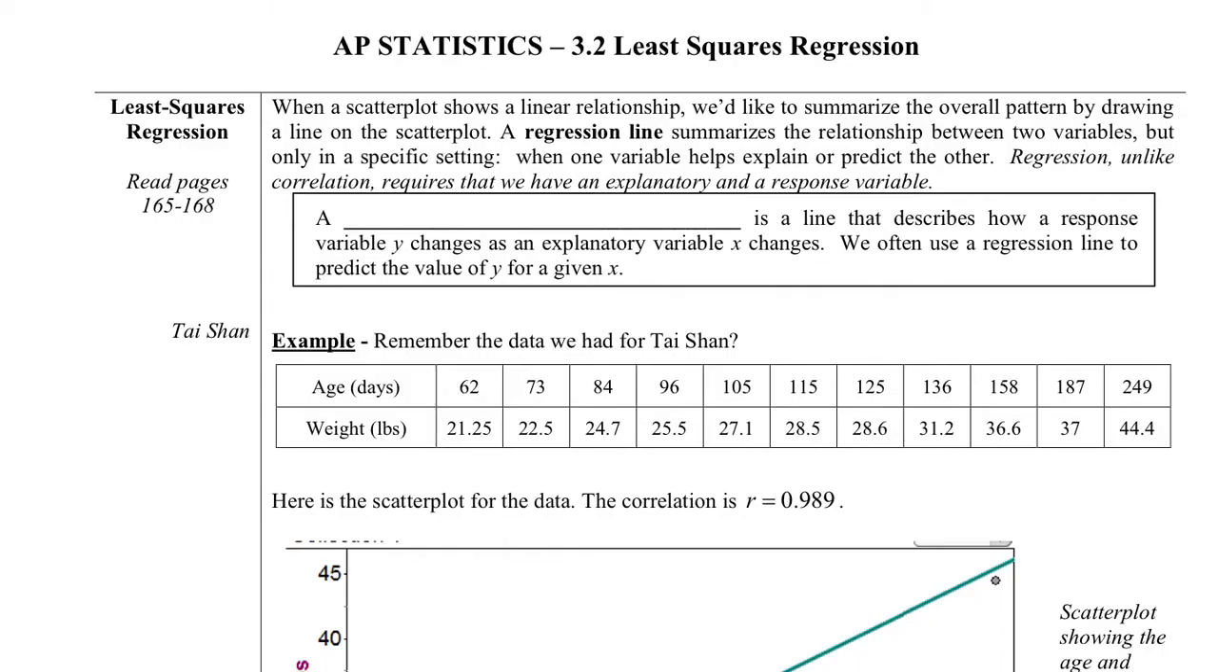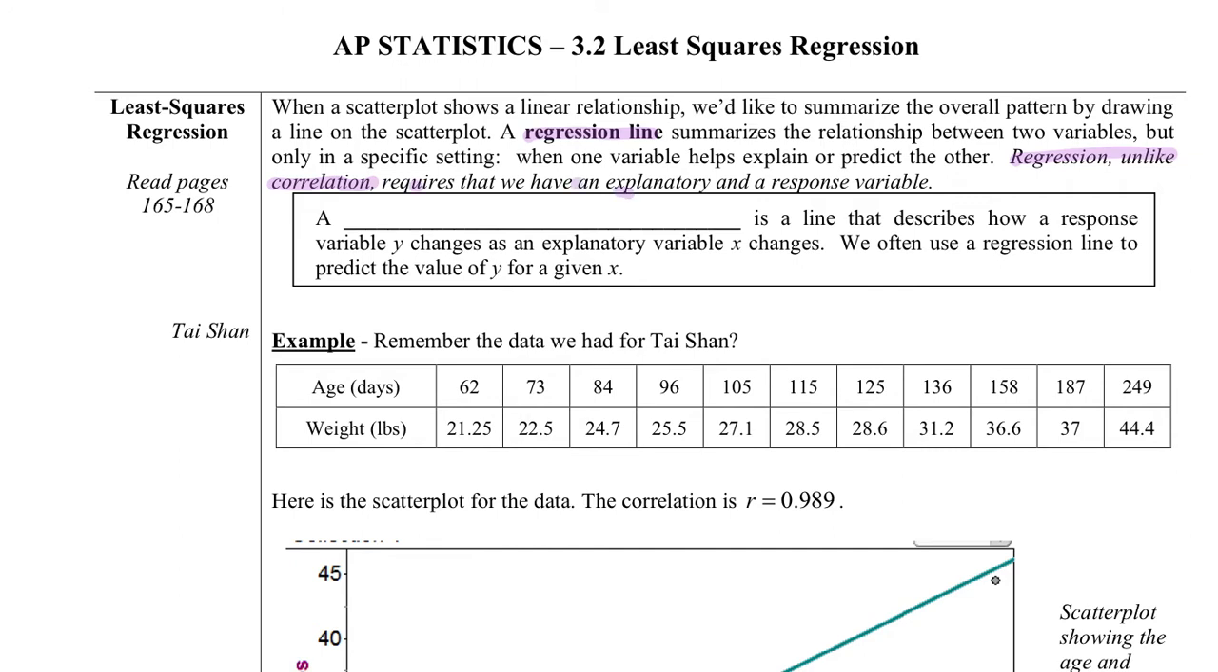In 3.2, we are getting into least squares regression, and we'll look deeper at what that exactly means, but we're going to focus in the beginning on just the term regression line, and it summarizes the relationship between two variables. Regression, unlike correlation, because correlation didn't really care what our x and what our y was. It was just how close our values are to that regression line.